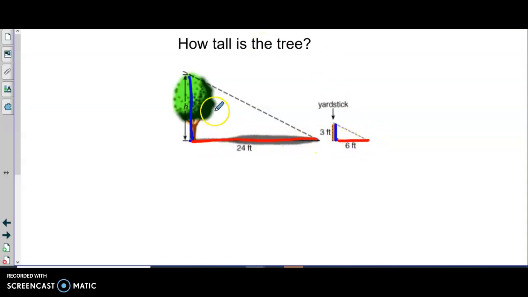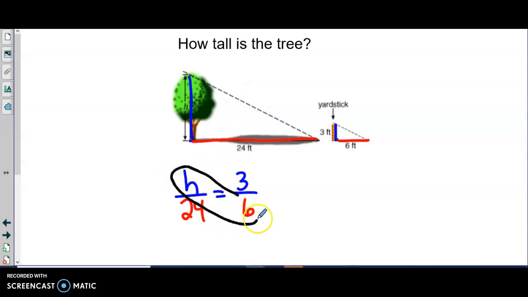So when I set up my fraction, remember, I like my first fraction to have the letter in it. So I'm going to set up my first one as h over 24. And then when I go to set up my second fraction, I just have to make sure that I get the corresponding sides matched up. So since I did h on the top, I need to make sure I do 3 on the top. And since I did 24 on the bottom, I need to make sure I do 6 on the bottom. And then we can solve our proportion by cross multiplying.